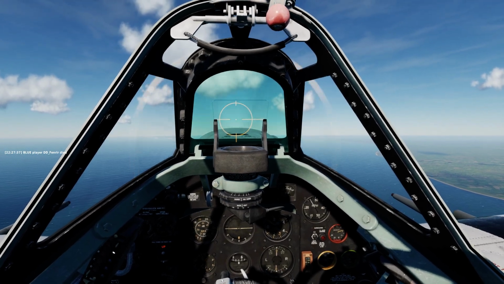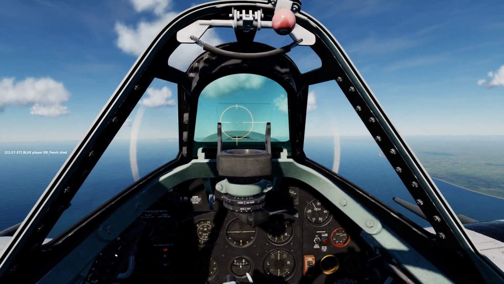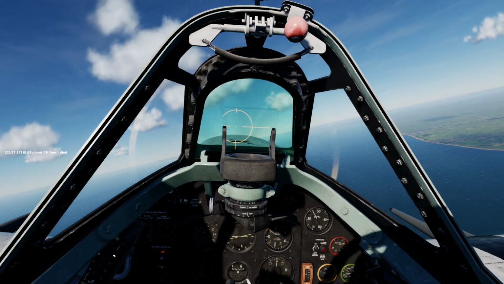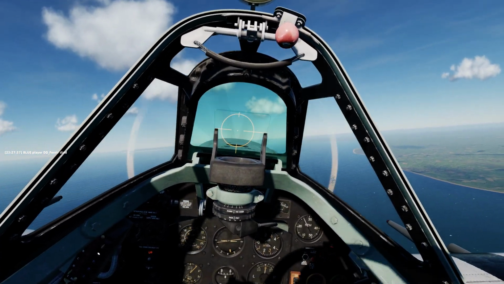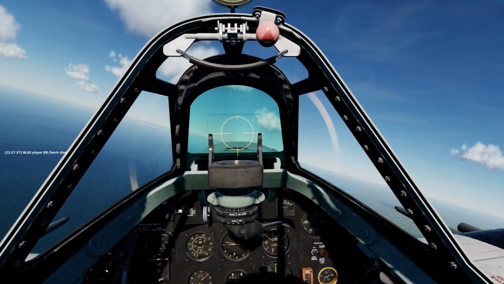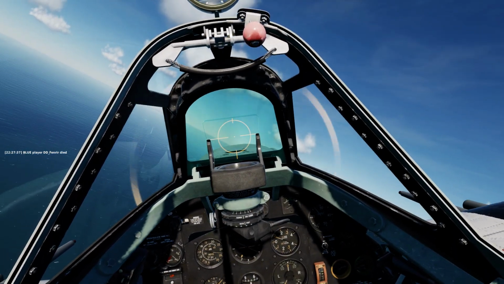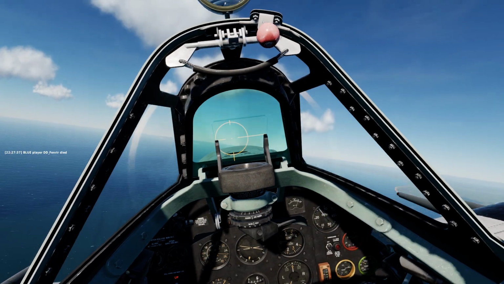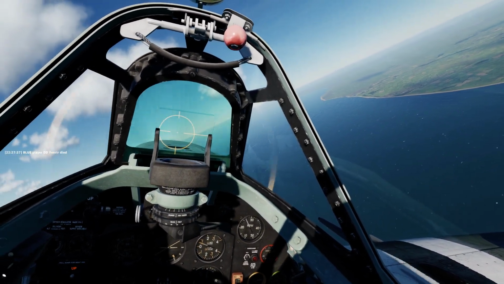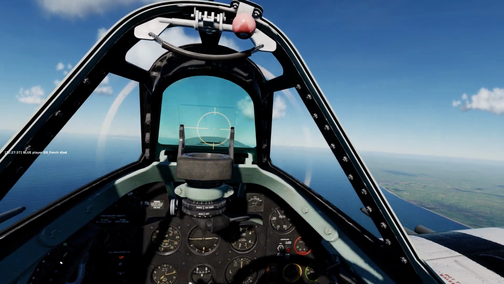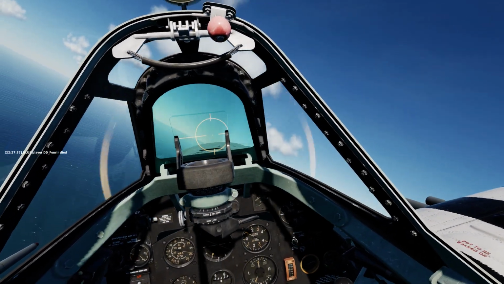Now watch what happens when I do some gradual rolls. So let's roll to the right. Okay, so perhaps some very slight movement there, but not a huge amount. Whereas in the Mustang, it was quite noticeable, significant arguably, but this is a far more subtle adverse yaw effect.